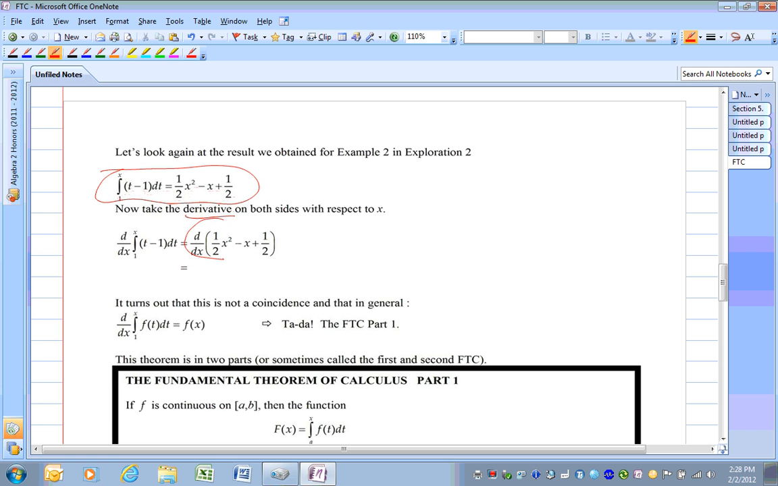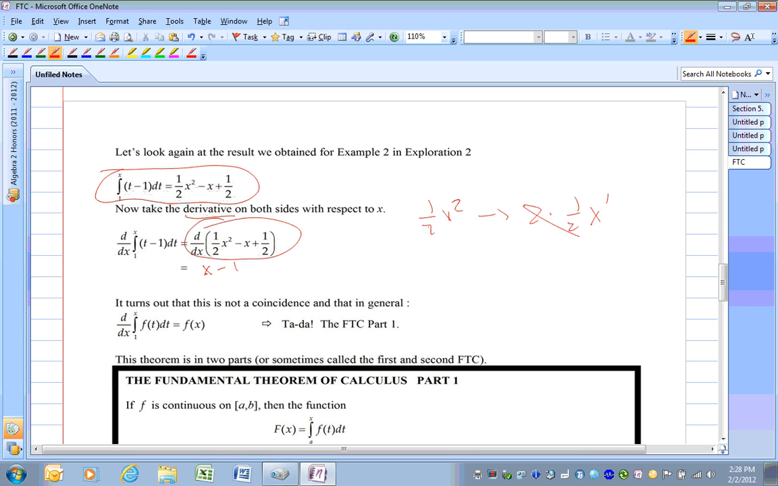What if I take derivative of this? What do you get? You guys can do this. Come on, it's really simple. X minus 1, right? Because if you have 1/2 x squared, and we move the 2 down, x to 1, those cancel. And then, of course, derivative of negative x is negative 1, derivative of plus half is just 0.